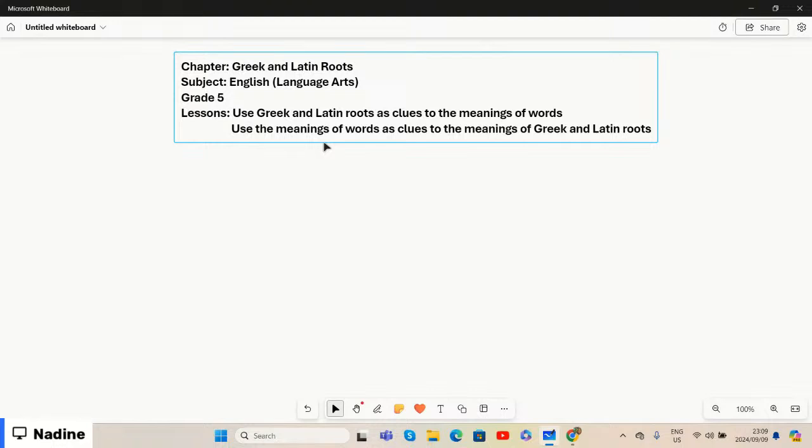All right. So when it comes to Greek and Latin roots, it seems like words have a certain meaning, and if there are other words that have the same root, then the words with the same root will have a similar meaning also, right?